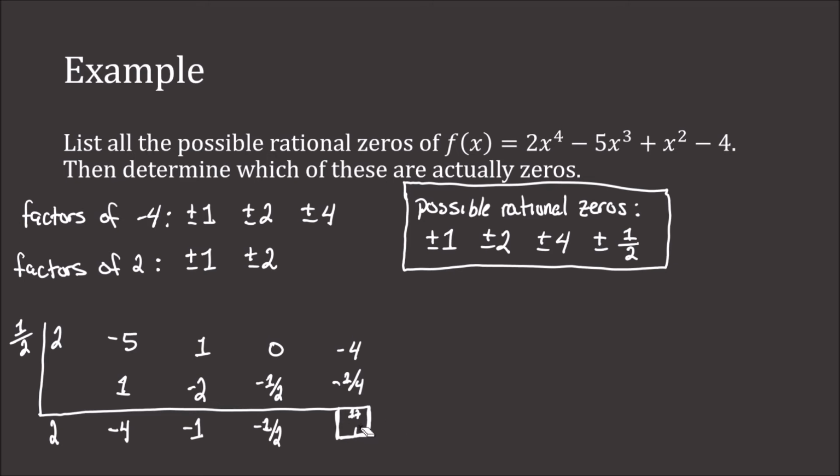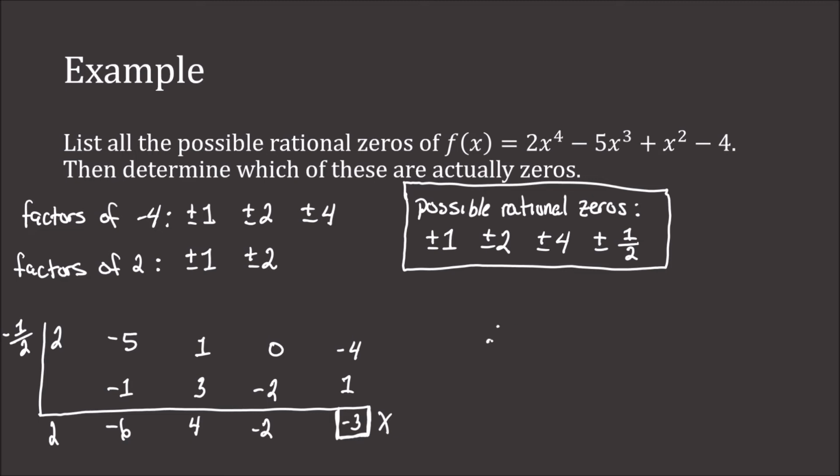There's now only one left to check. Negative a half. So 2 times negative a half is minus 1, minus 5 is negative 6, times negative a half is 3, plus 1 is 4, times negative a half is negative 2, plus 0 is negative 2, times negative 1 half is positive 1, minus 4 is negative 3. That is not 0.